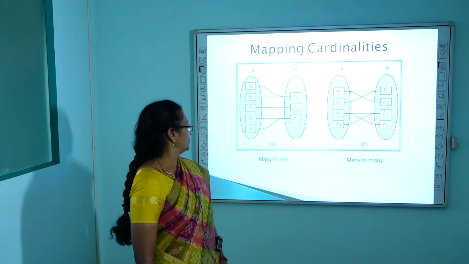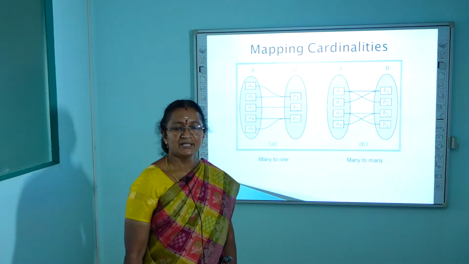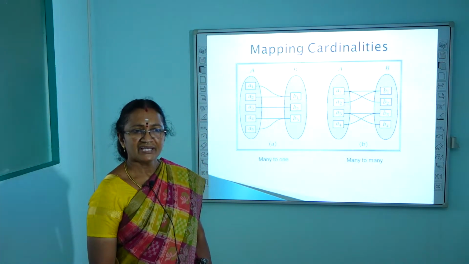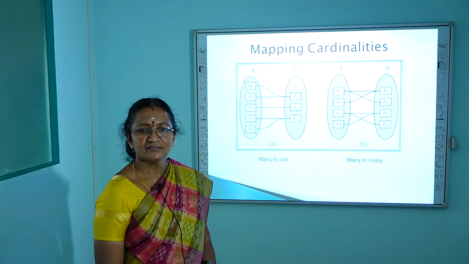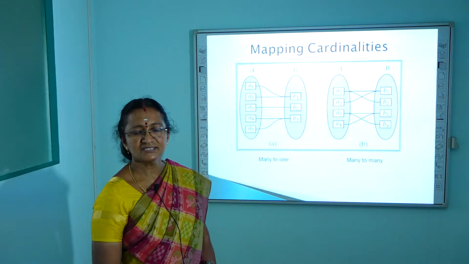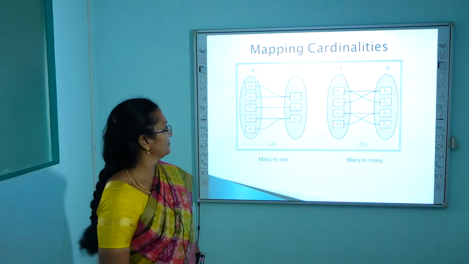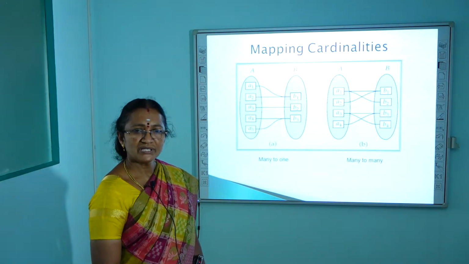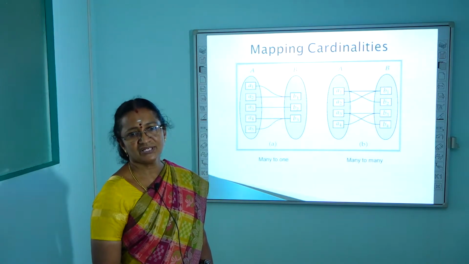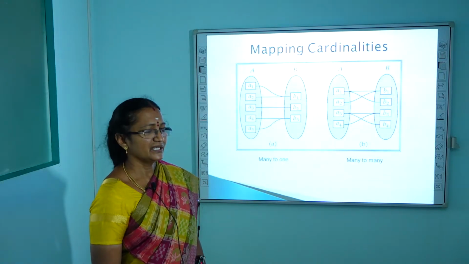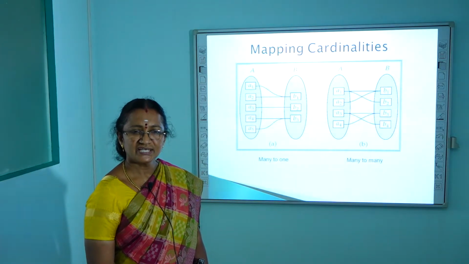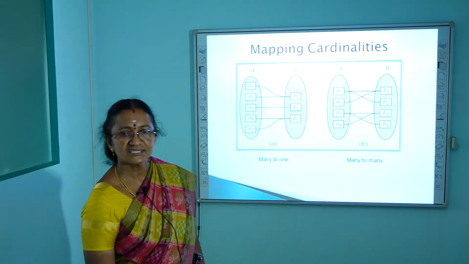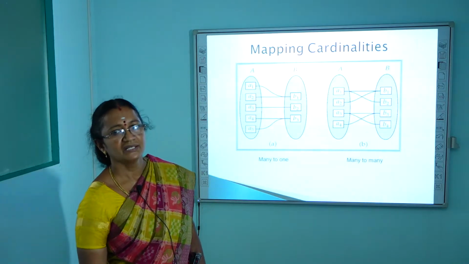Then the third one is many to one. For many to one, we can take that many students can take the course BCA. That is a many to one relationship. Many to many means the student table as well as the extracurricular table. Here many students can go for many items, many courses. They can select many courses. That comes under the many to many relationship.